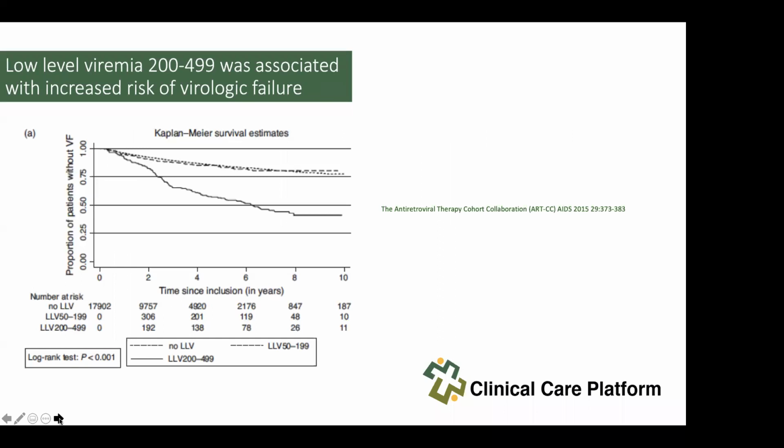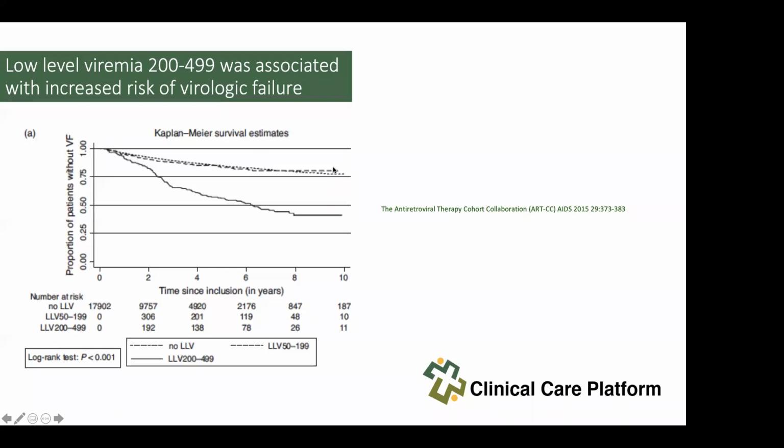Let's then look at some of the issues, right? Is low level viremia associated with increased risk of virological failure? And you can see the results, which we will discuss now. Particularly we are looking at patients who had a viral load between 200 and 500, which is way less than our cutoff in South Africa. The solid line is those patients who had a viral load between 200 and 500. And then you'll see those who had a low level viremia which is less than 200. And what are we measuring? We're measuring the proportion of patients without virological failure.